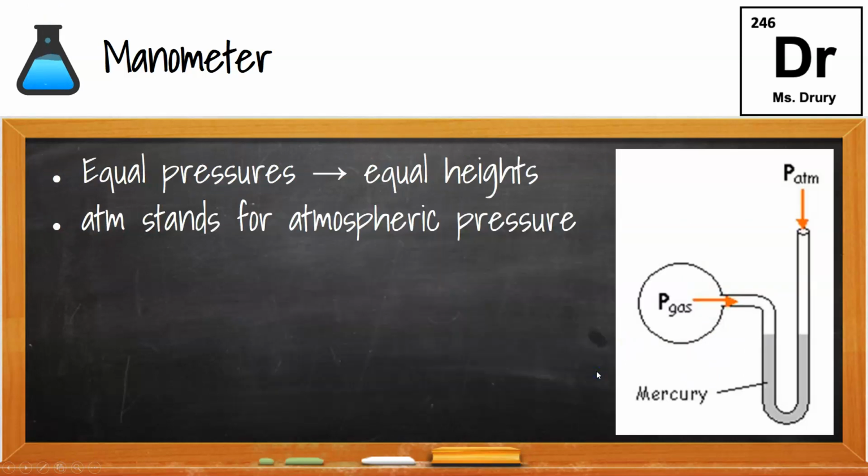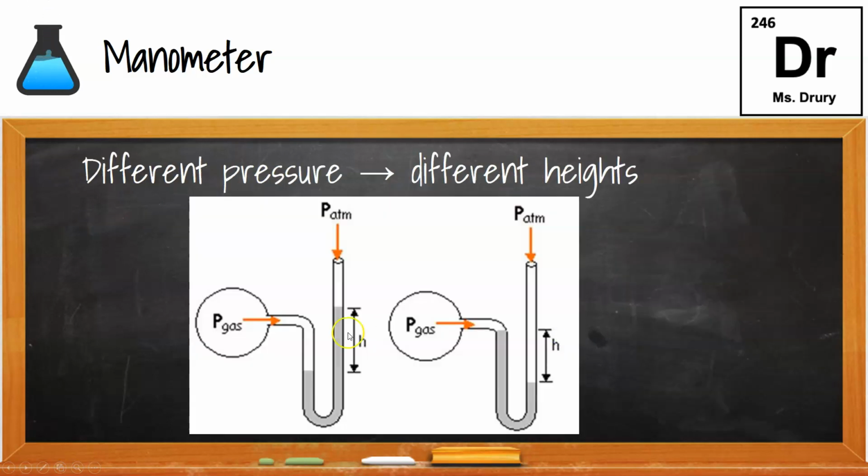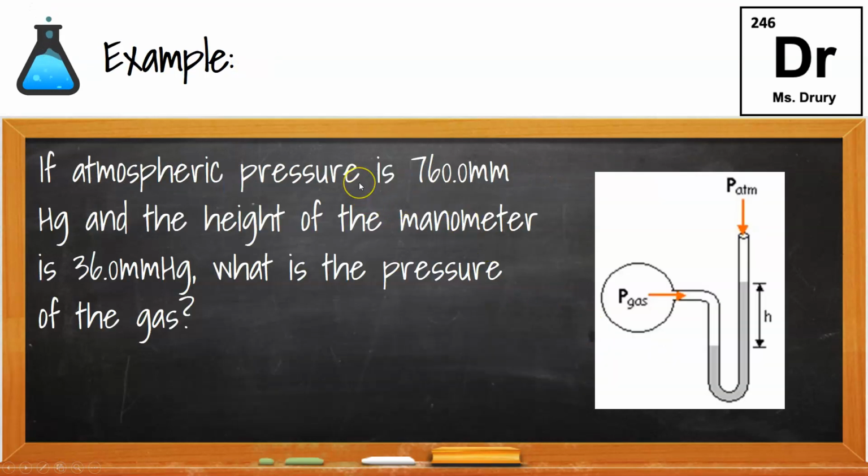So let's see an example. Again, equal pressures means equal heights, and atmospheric up here means atmospheric pressure to air pressure. If there are different pressures, again, different heights. So if the atmospheric pressure is 760 millimeters of mercury, that's up here, and the height of the manometer is 36, what's the pressure of the gas? The gas is pushing 36 more than atmospheric pressure. So we're going to do 760 plus 36, and we'll get 796 for this gas, because the gas has more pressure and is pushing the mercury up more than the atmosphere is.